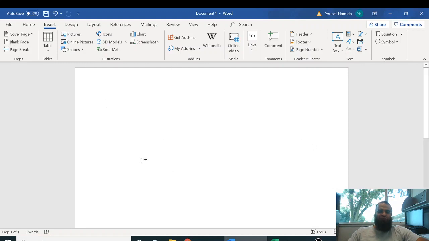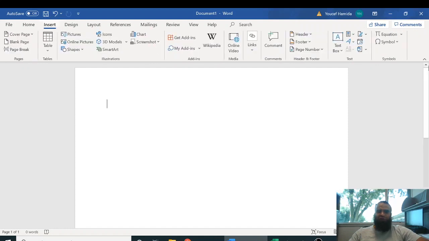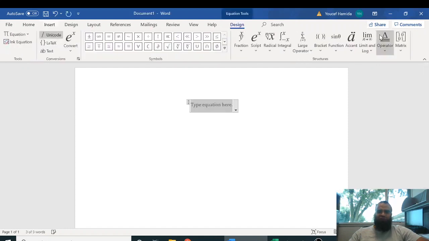I have Microsoft Word open. This is the home page. And I have it on font 16 just to be able to see it on the screen nicely. So if I want to type an equation, for example, I can put insert here and I click equation. And now I have options to type an equation.